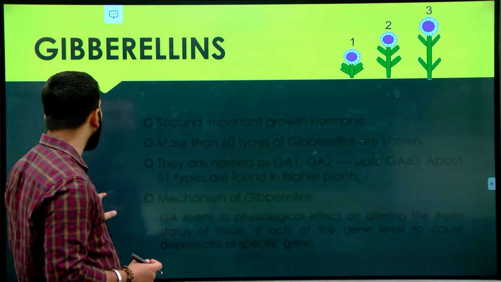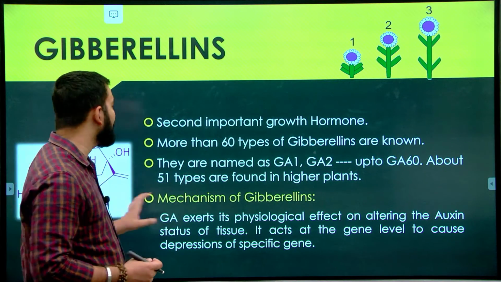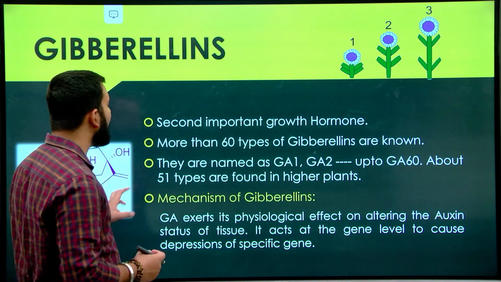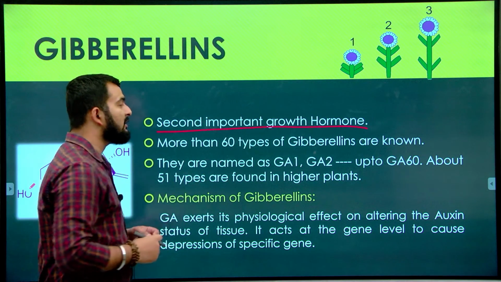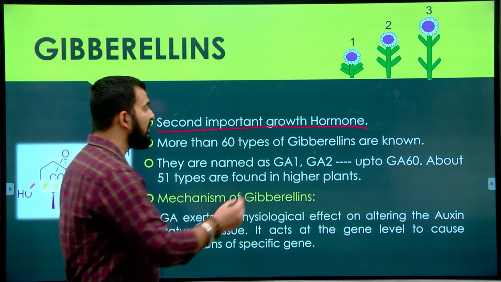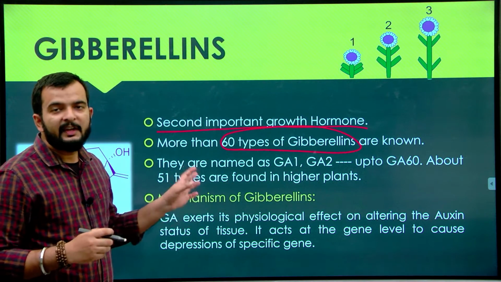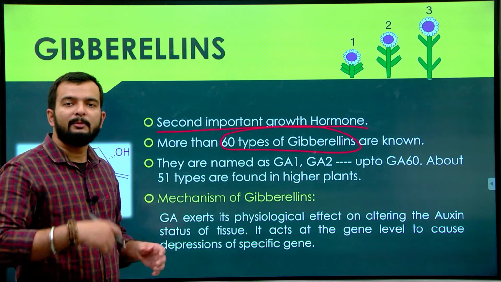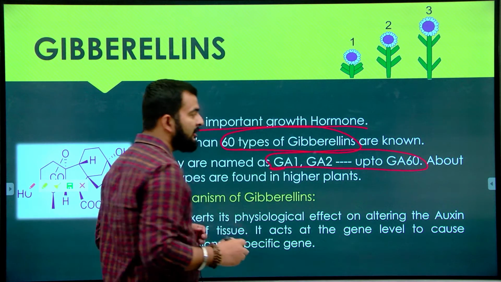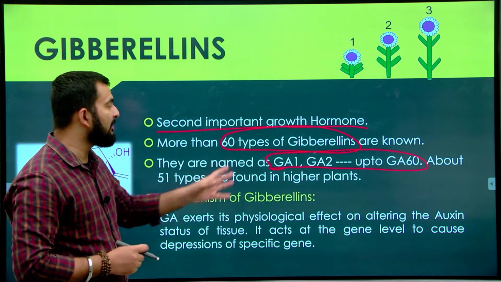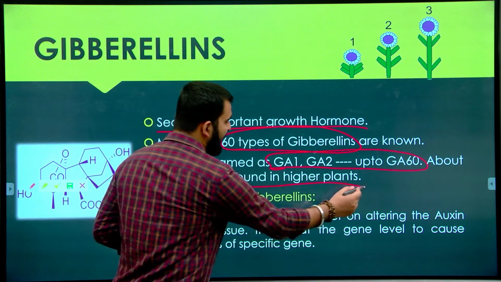Then we'll read about gibberellins. Your second plant growth regulator is gibberellin. It is the second most important growth hormone. There are more than 60 types of gibberellin present in plants. These are named GA1, GA2 up to GA60. So there are around 60 gibberellins, and about 51 types are found in higher plants.